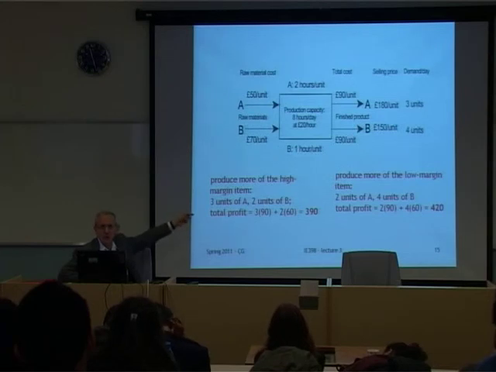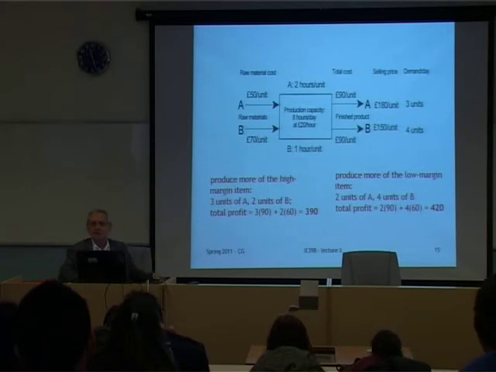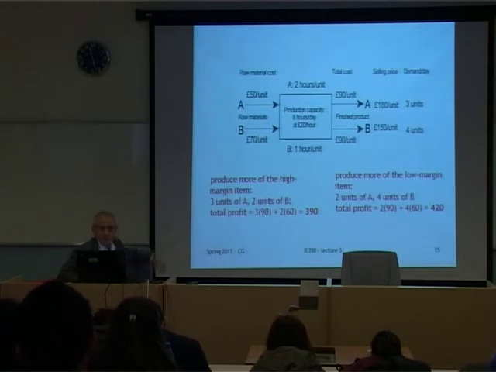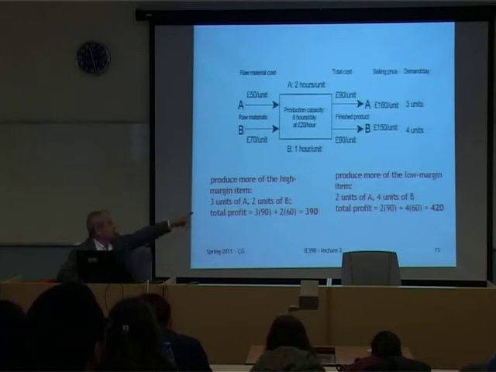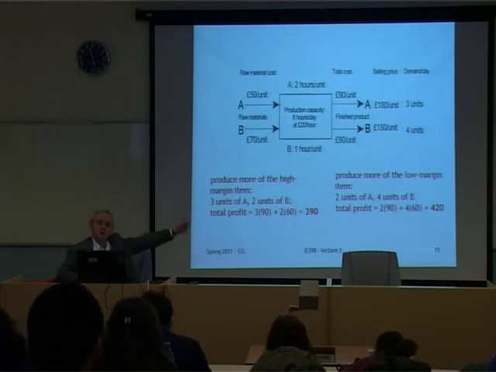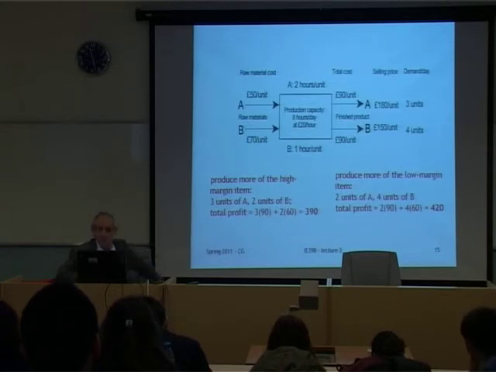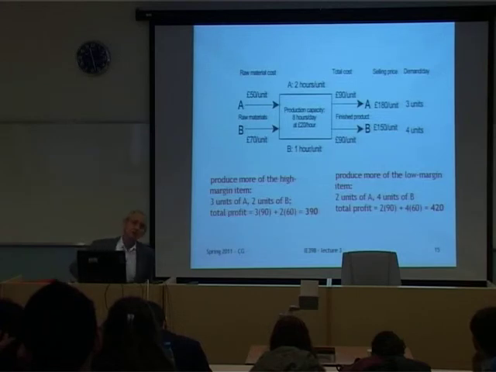Margin means profit. Margin in management language, margin and spread both mean profit. So when you maximize the number of the high margin item, you can produce 3 units of that and 2 units of the low margin item, and you get a profit of 390. But if you maximize the number of the low margin item instead of the high margin item, your profit will be 420. So you see, this is again something not intuitive if you don't solve this systematically.